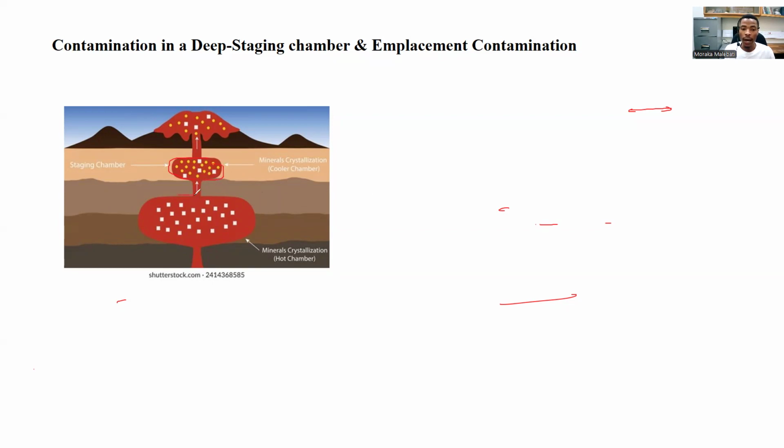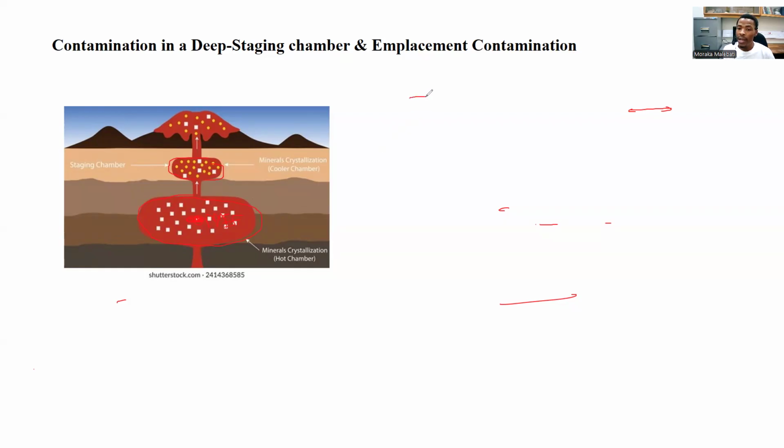And then let's say this is the deep staging chamber. Okay, so contamination can happen here, and then it records, let's say, MIF signatures here in the deep staging chamber. Now, contamination happened here in the lower or in the lithospheric mantle, okay, in the lower crust. Okay, it can happen here. Now, this magma goes up and gets to this Bushveld magma. It gets to be emplaced.